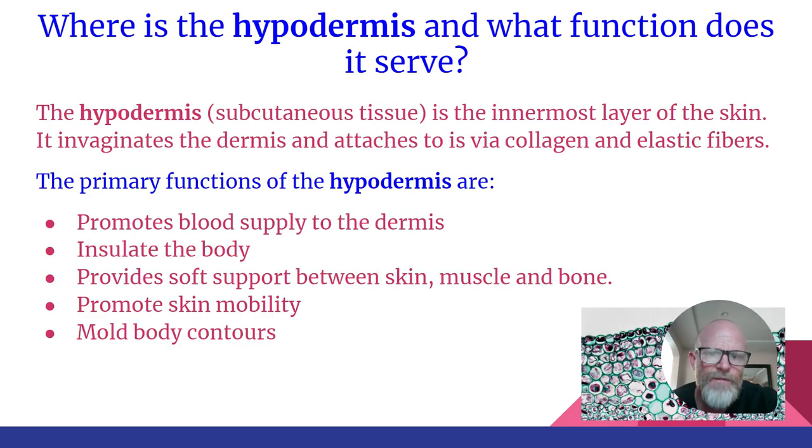Where is the hypodermis and what function does it serve? So the hypodermis is subcutaneous tissue under the dermis. It's the innermost layer of the skin. It invaginates the dermis and is attached to it via collagen and elastic fibers. The primary functions of the hypodermis are to promote blood supply to the dermis, insulate the body, provide soft support between skin, muscle, and bone, promote skin mobility, and mold body contours.